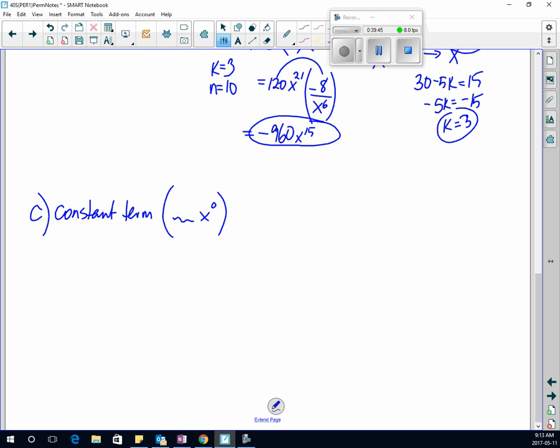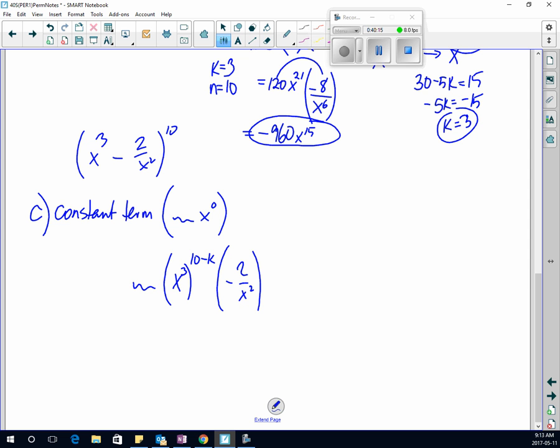So again, the way this is working, remember this is x cubed minus 2 over x squared to the power 10, right? That's the question? Okay, so again, we don't care about the coefficient. The first term is to the power n minus k, so 10 minus k. The second term, which is negative 2 over x squared, that is to the power k. And again, we don't need to know about that part of it.